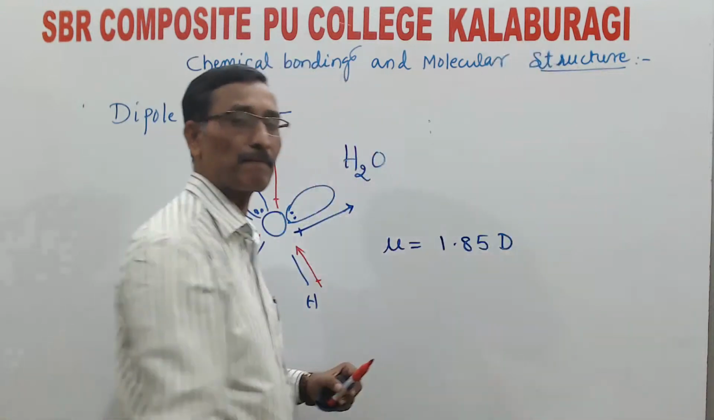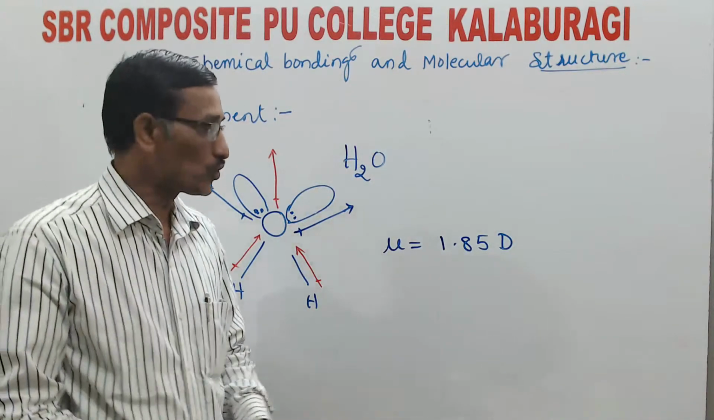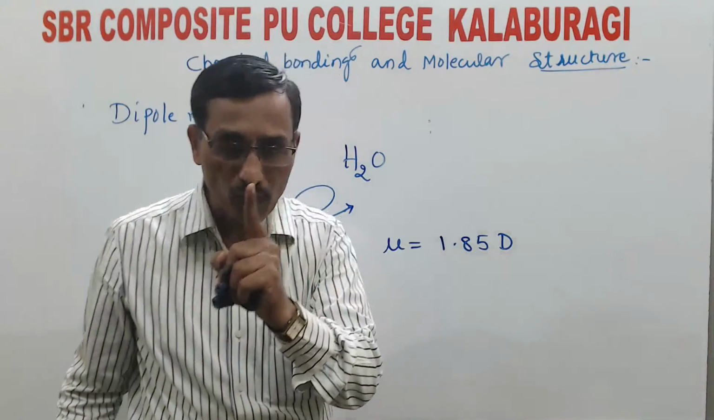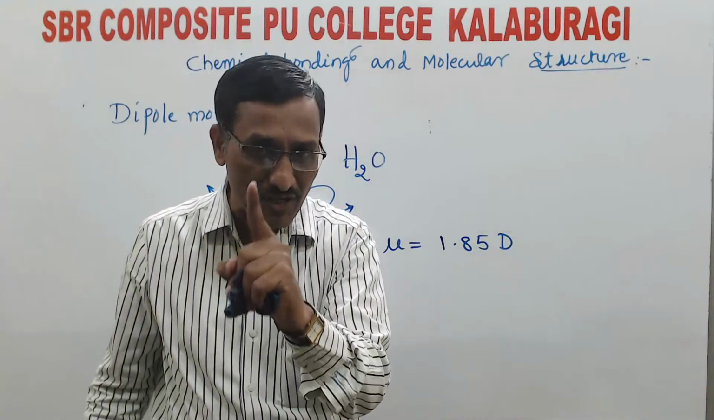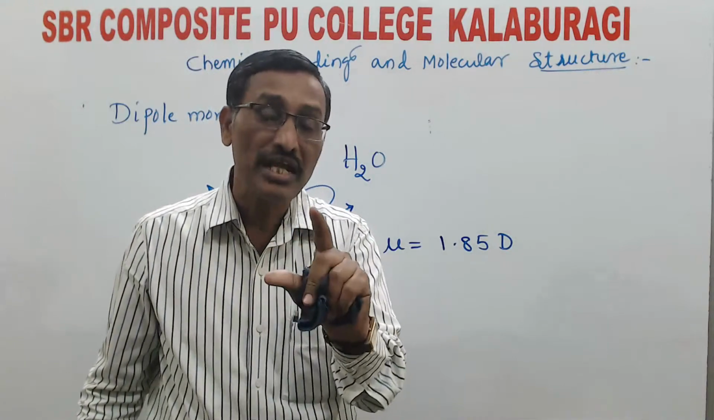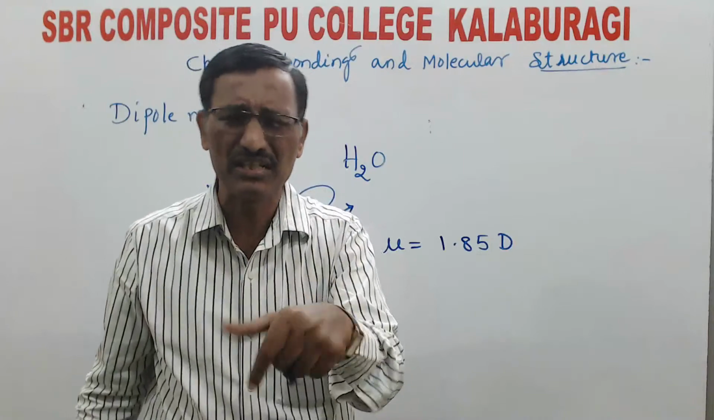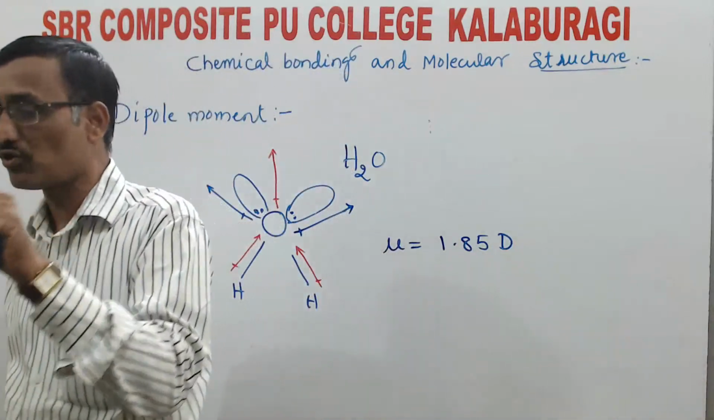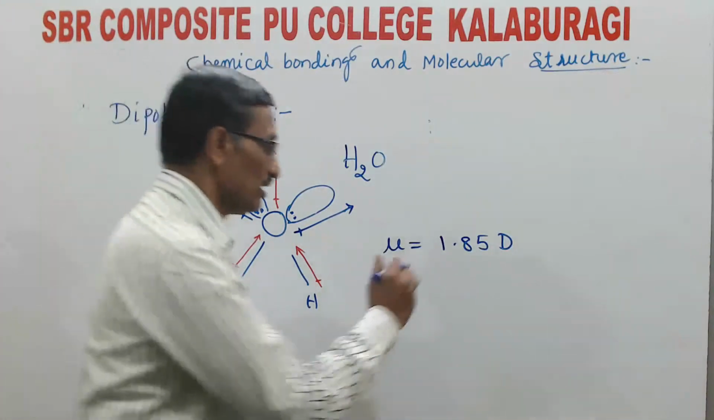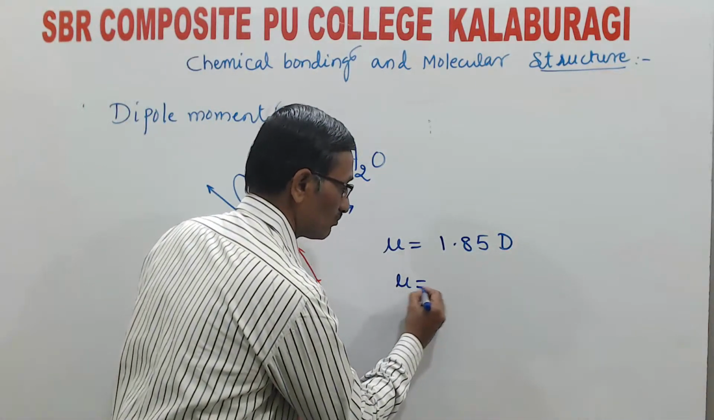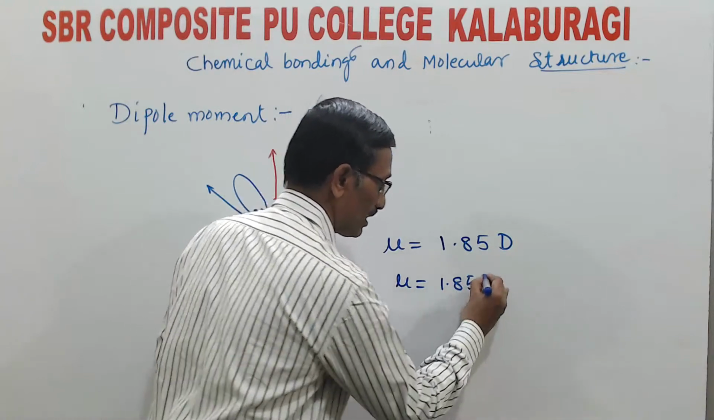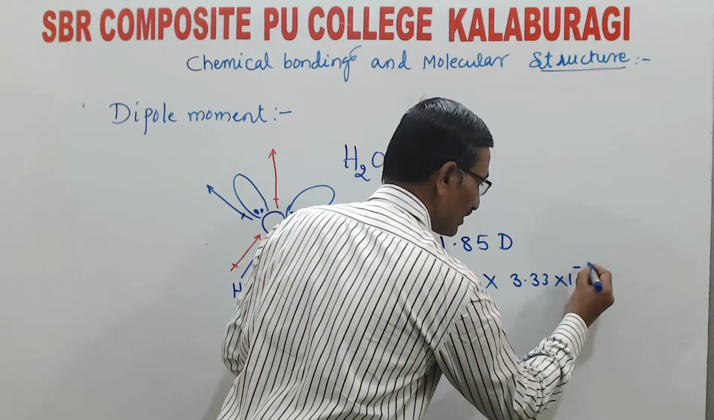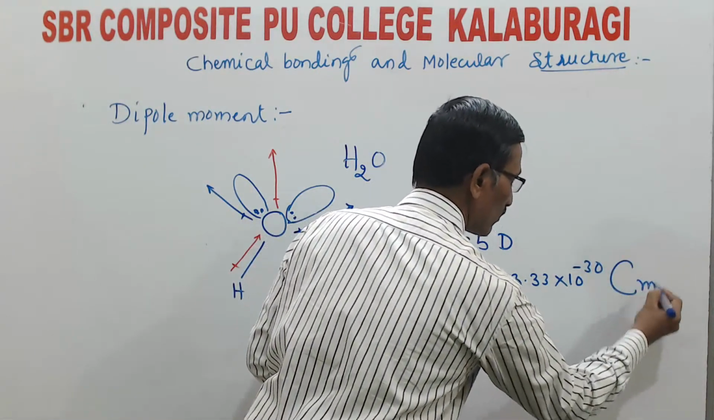1.85 Debye. Then the question arises, how to convert this in terms of Coulomb meter? What you have to do, student, is use the conversion factor. 1 Debye equals 3.3 into 10 to the power of minus 30. Just multiply, that is in terms of Coulomb meter. Therefore, mu equals 1.85 multiplied by 3.33 into 10 to the power of minus 30, now in Coulomb meter.